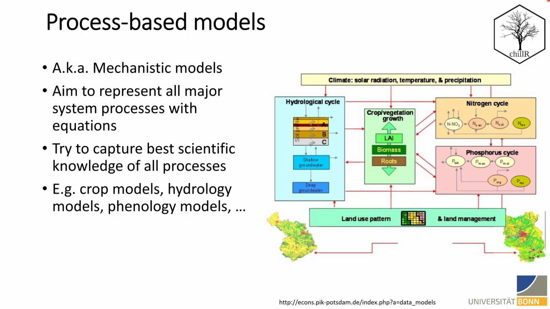Here's just an illustration of what this may look like. This is just some random process-based model that I found an illustration of. You see the climate here, the hydrological cycle, crop vegetation is here, nitrogen cycle, phosphorus cycle, all kinds of things. And you can imagine within each of these boxes, we have all kinds of detailed representations of processes that we know are happening.